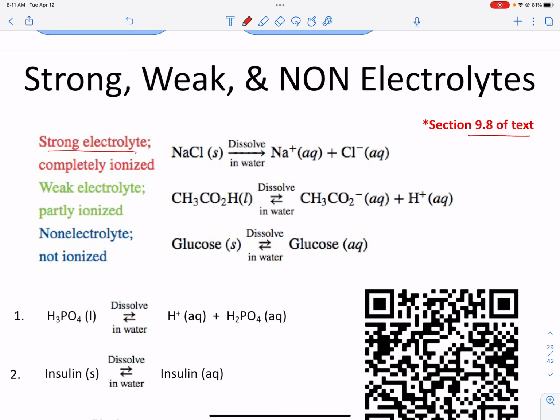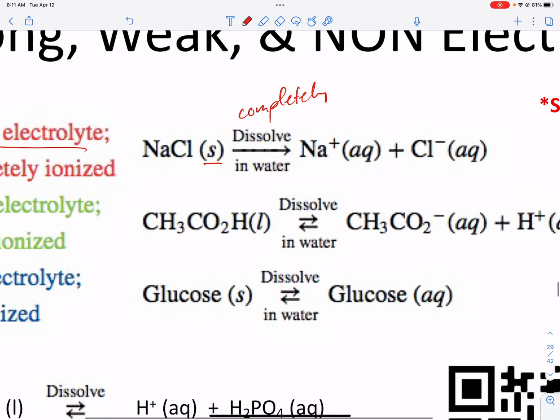Okay, so sodium chloride is a solid. It's an ionic solid. When we put it in water, it completely dissolves, right? Which is what it says, dissolves in water. I want you to notice this arrow is a one-way arrow. We don't have a reversible arrow, which means this reaction happens one way. Okay, we're not going to get the reverse reaction. We're not going to get these ions coming back together to form sodium chloride. So when you have a one-directional arrow, one arrow, that means complete ionization, okay?